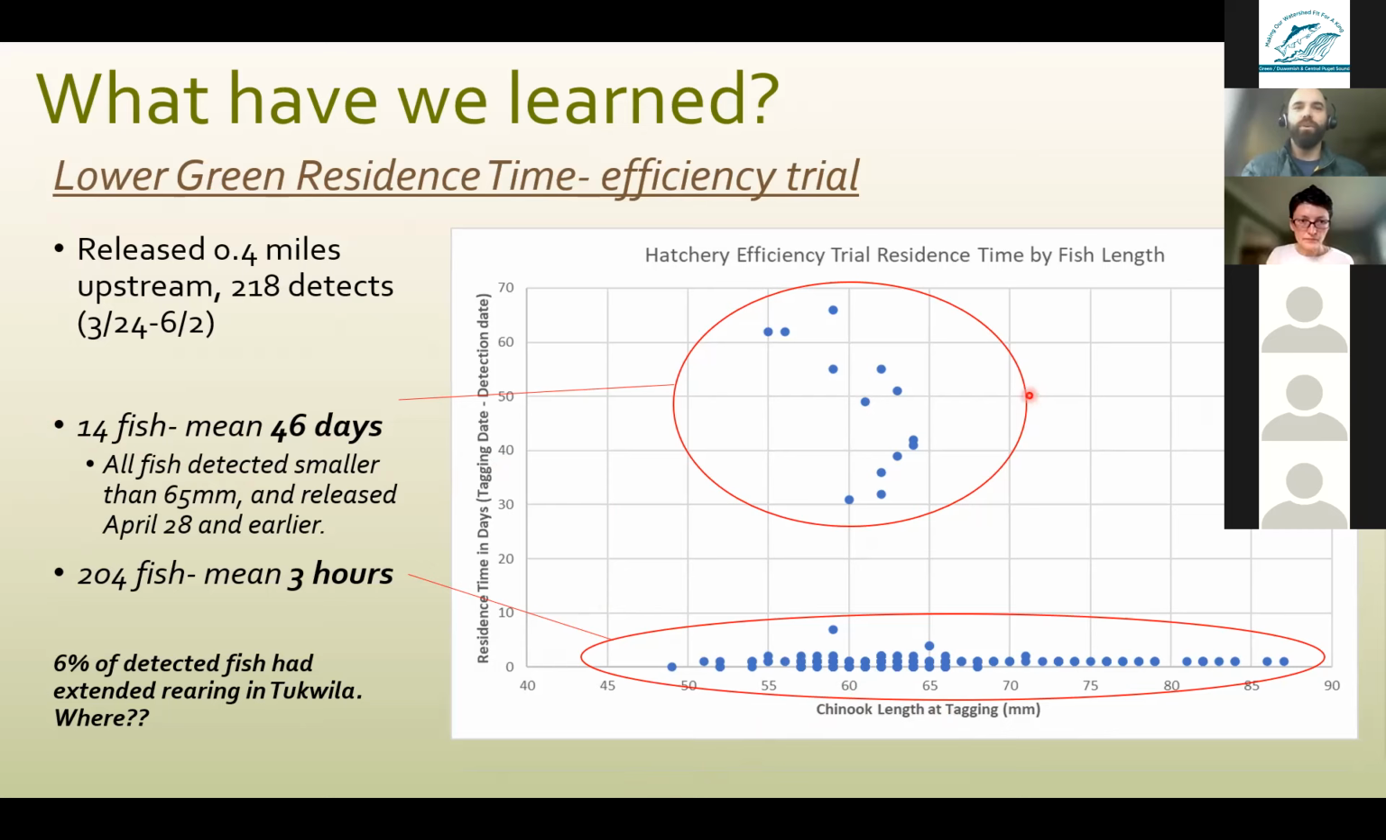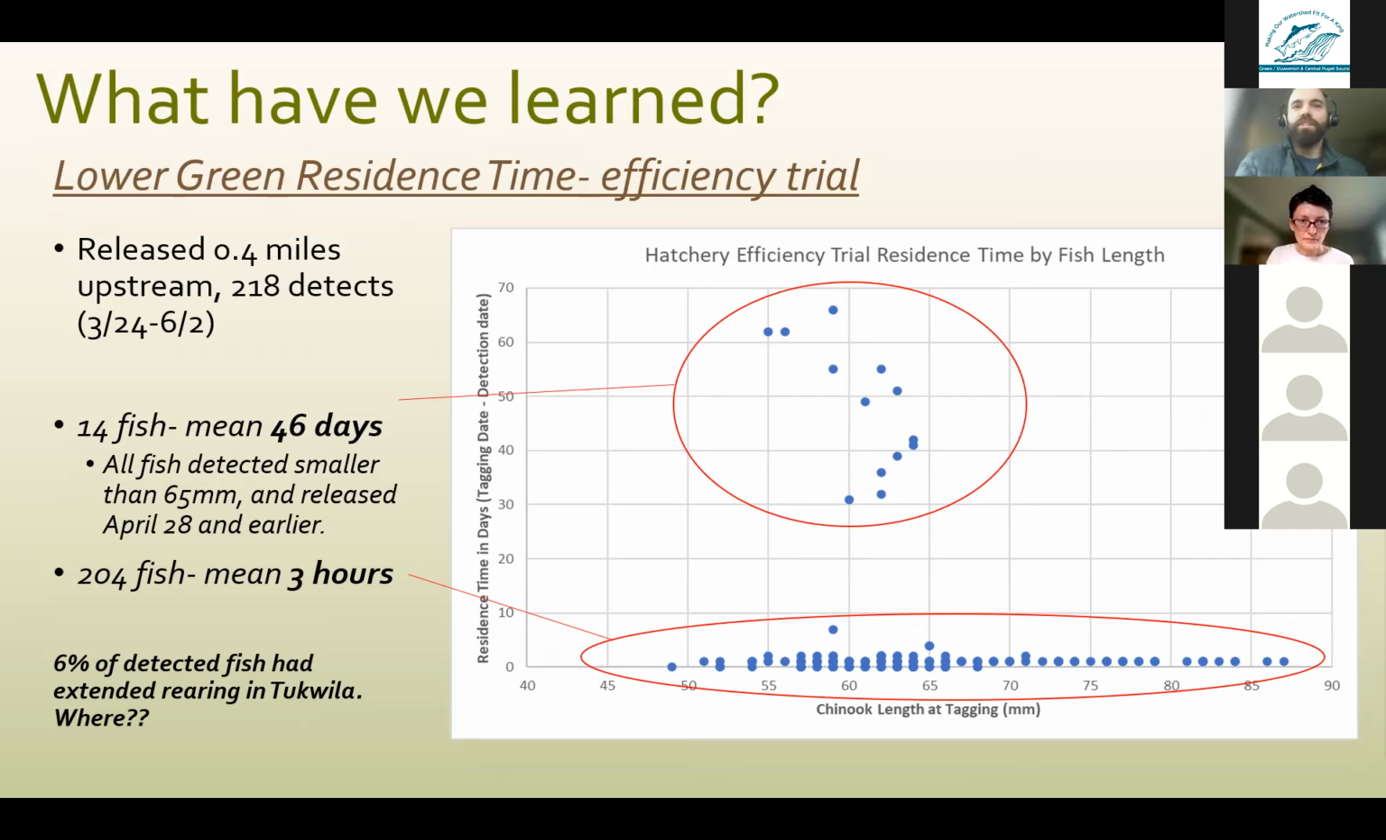camp out in Tukwila. So this group here, which was 14, had a mean residence time of 46 days in Tukwila. And all of these fish, if you'll notice, are smaller than 65 millimeters. So these were all fish that were released April 28th and earlier, as early as mid-March. So, you know, what is this telling us here?